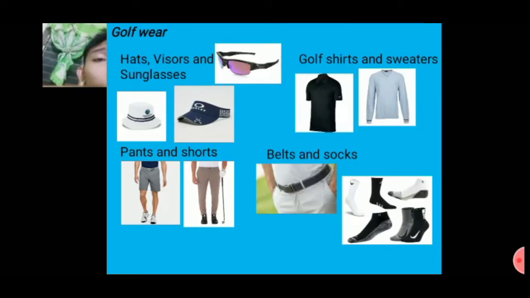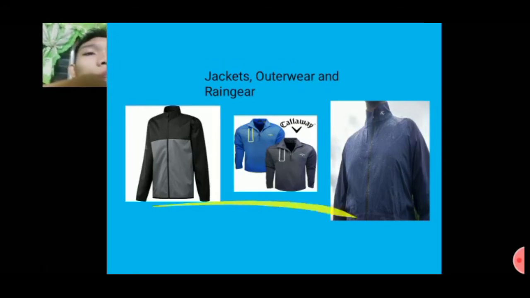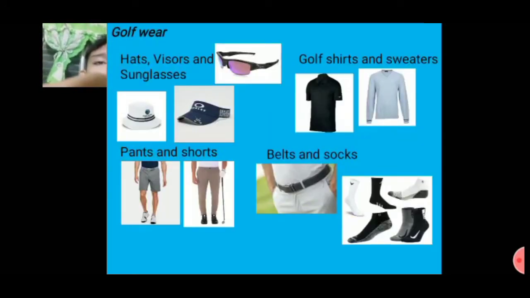So we have the golf wear. Hats, visors, and sunglasses. So this is a picture of a visor. Golf shirts and sweaters, pants and shorts, belts and socks. And the last one is the jackets, outerwear, and rain gear. So all of these are the proper clothes to wear when you play golf.